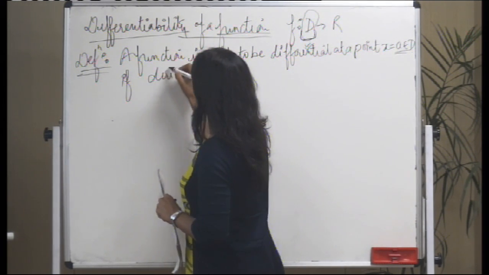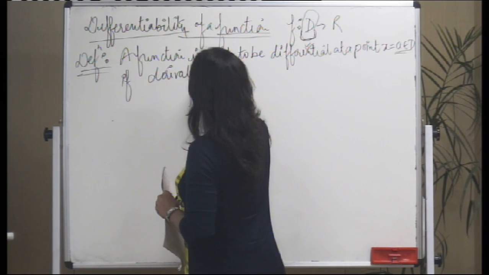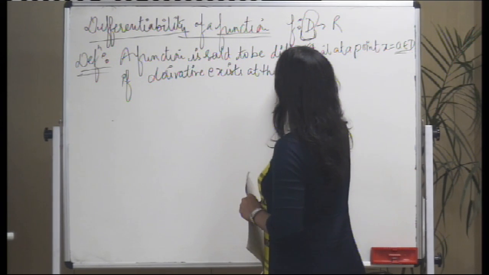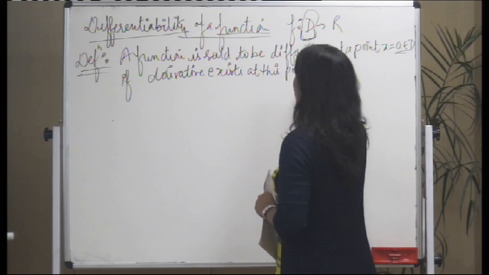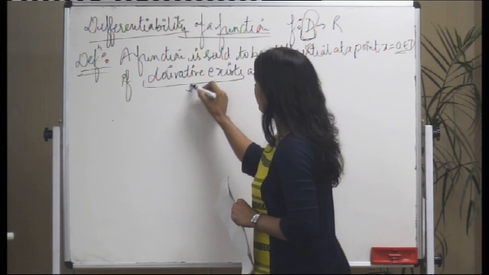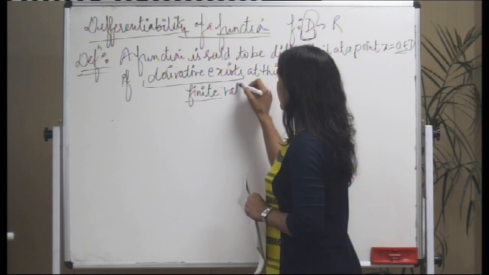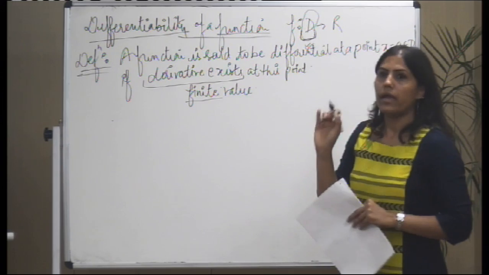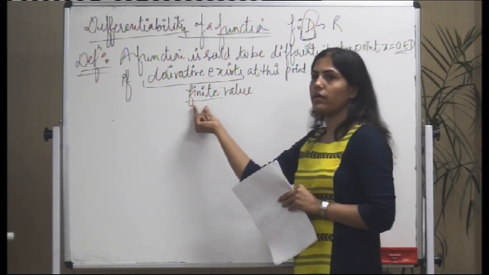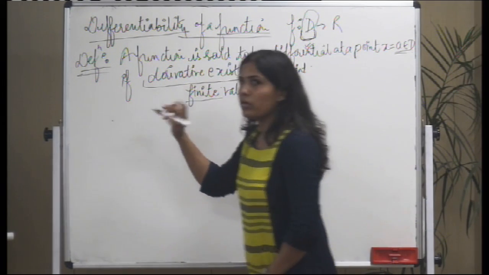If the derivative exists at this point. Derivative exists means the derivative should have some finite value. At each point the derivative should exist. Exist means the value should be finite. Now what does derivative basically mean? I am telling you the definition first.